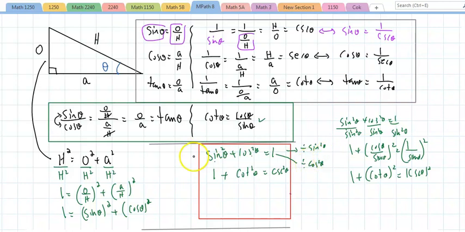I'll get the third Pythagorean identity. Sine over cosine is the tangent squared of theta. Cosine squared over cosine squared is 1. 1 over cosine squared is the secant squared of theta. So those identities are a must. Now I'm going to stop this video here and continue this section in the next video.